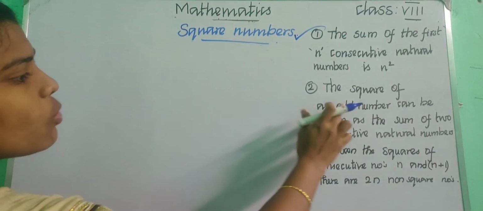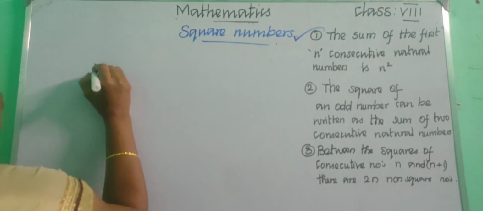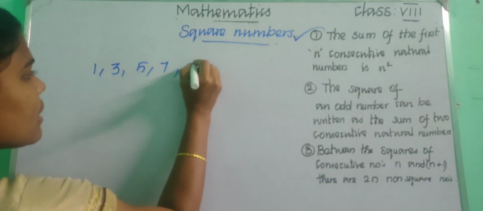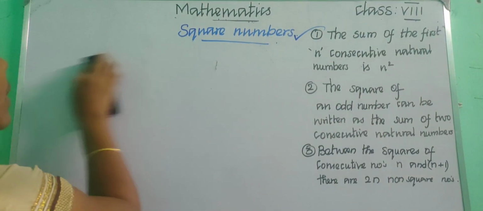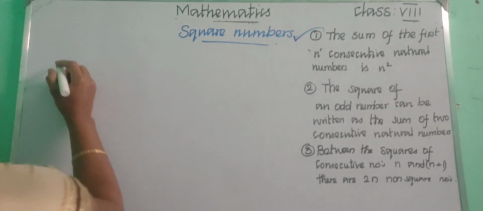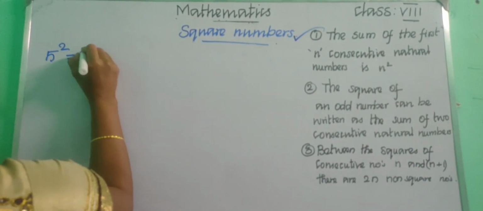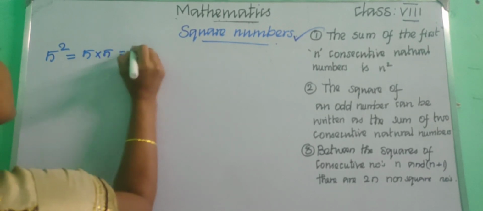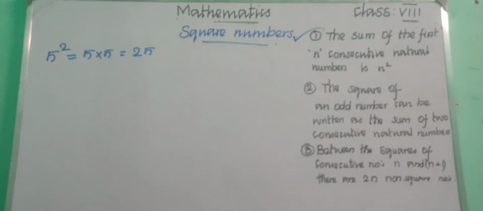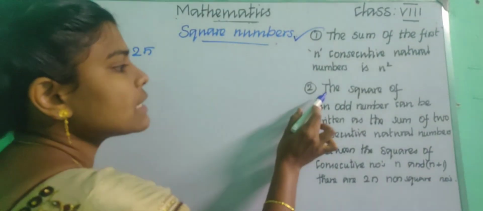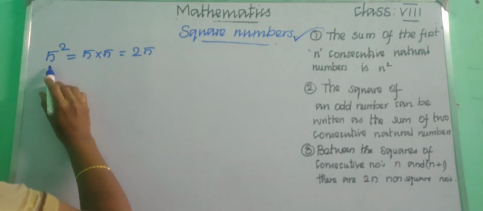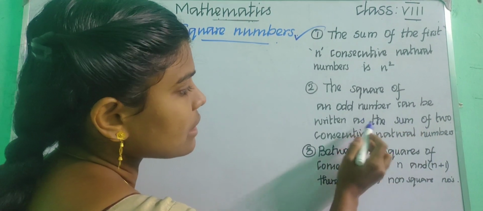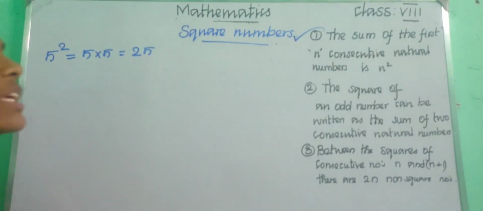So let us see the second one. What is an odd number? Odd numbers mean 1, 3, 5, 7, 9. These are all the odd numbers, right? So simply I am choosing an odd number, 5. 5 squared means what? 5 into 5, so 5 into 5 is 25. 5 fives are 25, right? So read this property: if you are squaring an odd number, it can be written as the sum of two consecutive natural numbers.